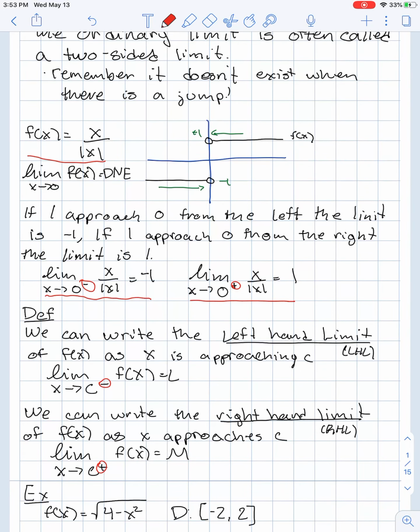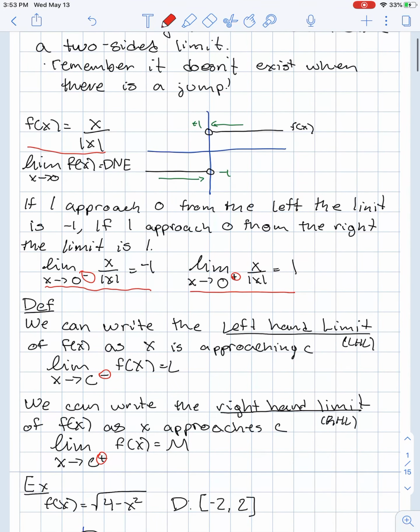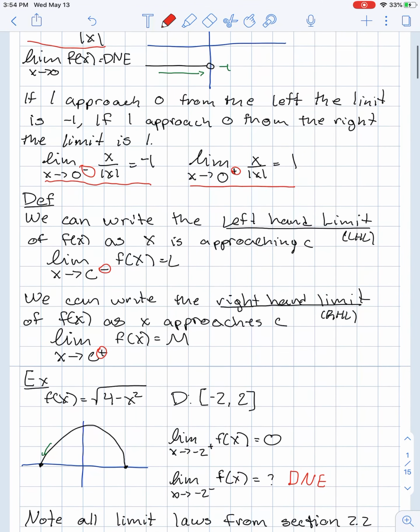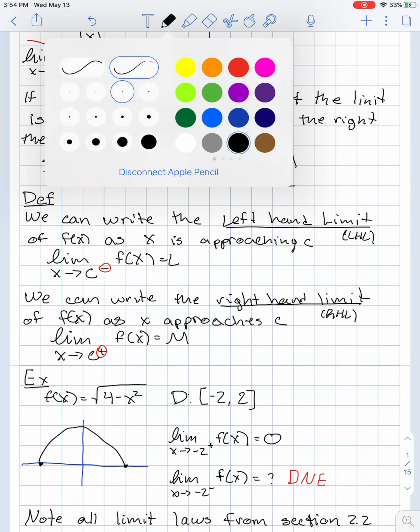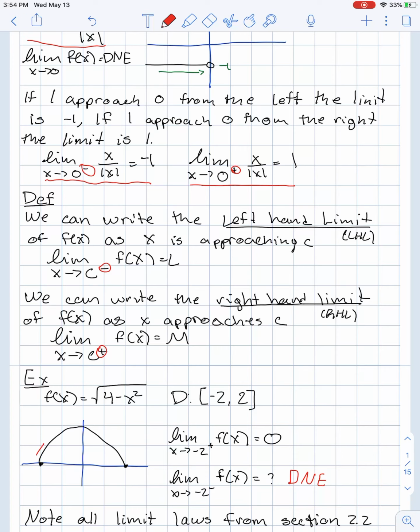So now we can move on to an example. The function, the square root of 4 minus x squared, remember its domain is -2 to 2, and it looks like this. So its left-hand limit as I'm going down, oh no, I erased it. I don't think that was any better. As the limit as x is approaching -2 of f of x, I'm following it down this function. That point right here equals 0.